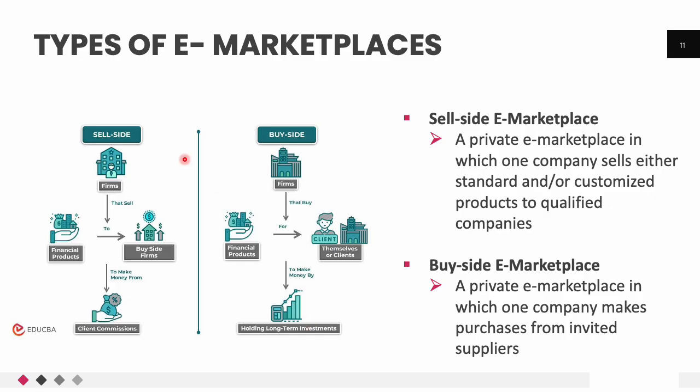And then the other type is called the buy-side e-marketplace. The buy-side e-marketplace is a private online marketplace where one company buys from selected suppliers. The buyers here invite trusted suppliers to bid or list their products. They are more focused on bulk purchases, like raw materials or office supplies.